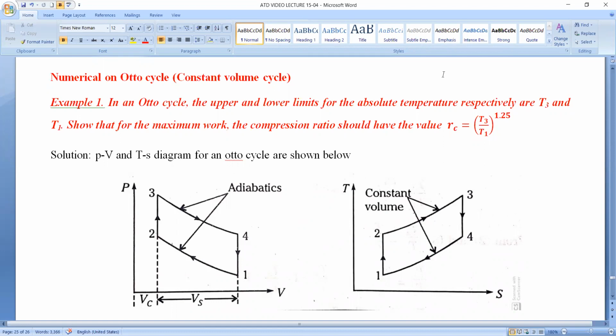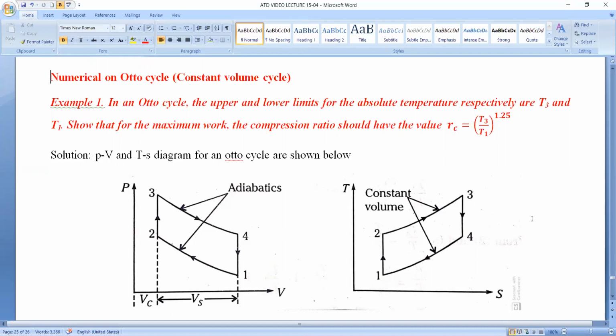In the previous sessions, we have seen the important assumptions made in the analysis of gas power cycles, the air standard efficiency of Otto cycle, diesel cycle, dual cycle. Next, we have seen the comparison between Otto, diesel, dual based on the two important conditions. So today we'll discuss the numericals on Otto cycle.